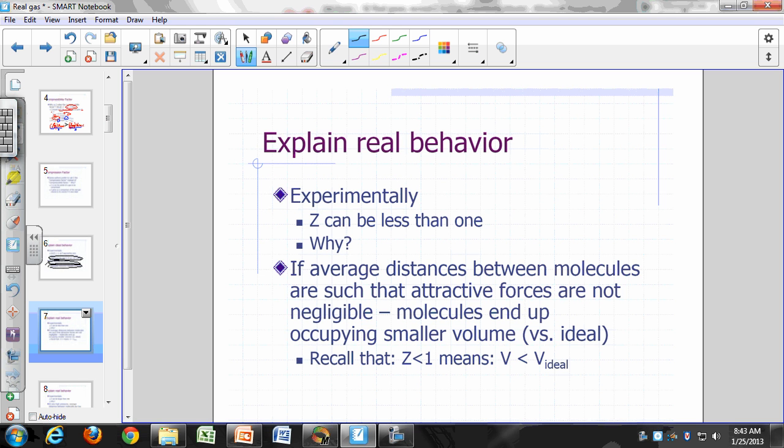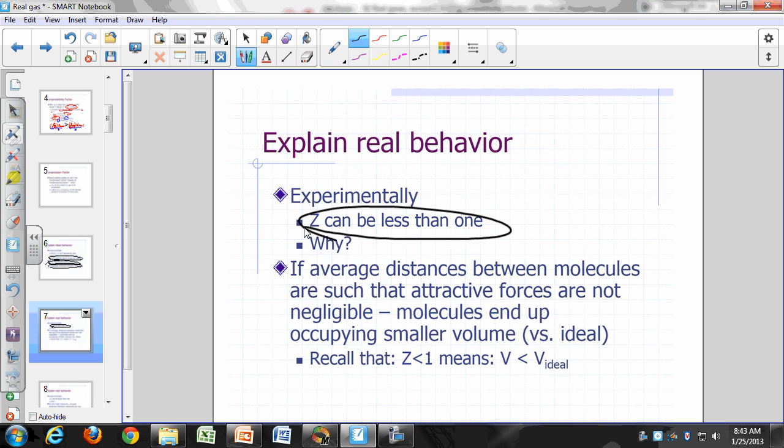So what if the room shrinks? So now you can see the person. So it now matters what kind of molecules you have. Okay, so there might be attractions and repulsions now that could factor into the behavior of the gas molecules. All right. So why can Z be less than 1?